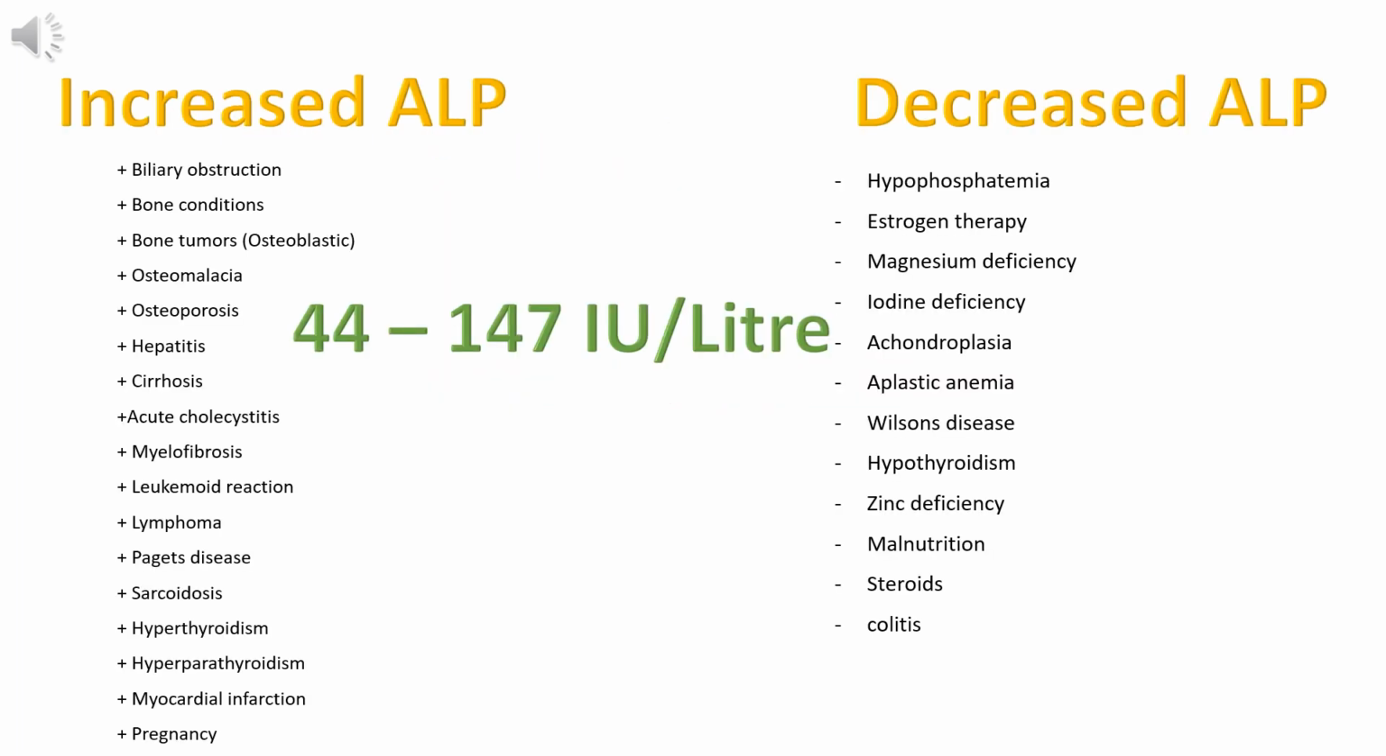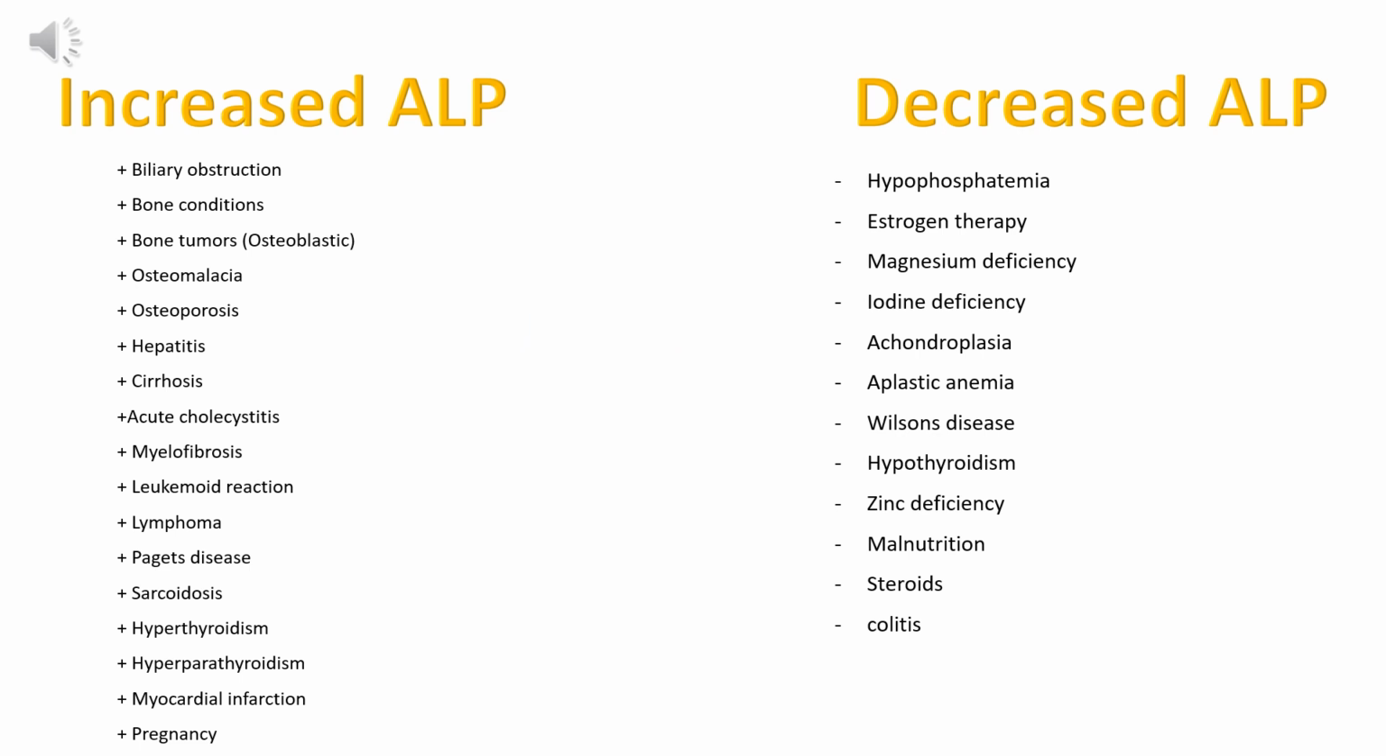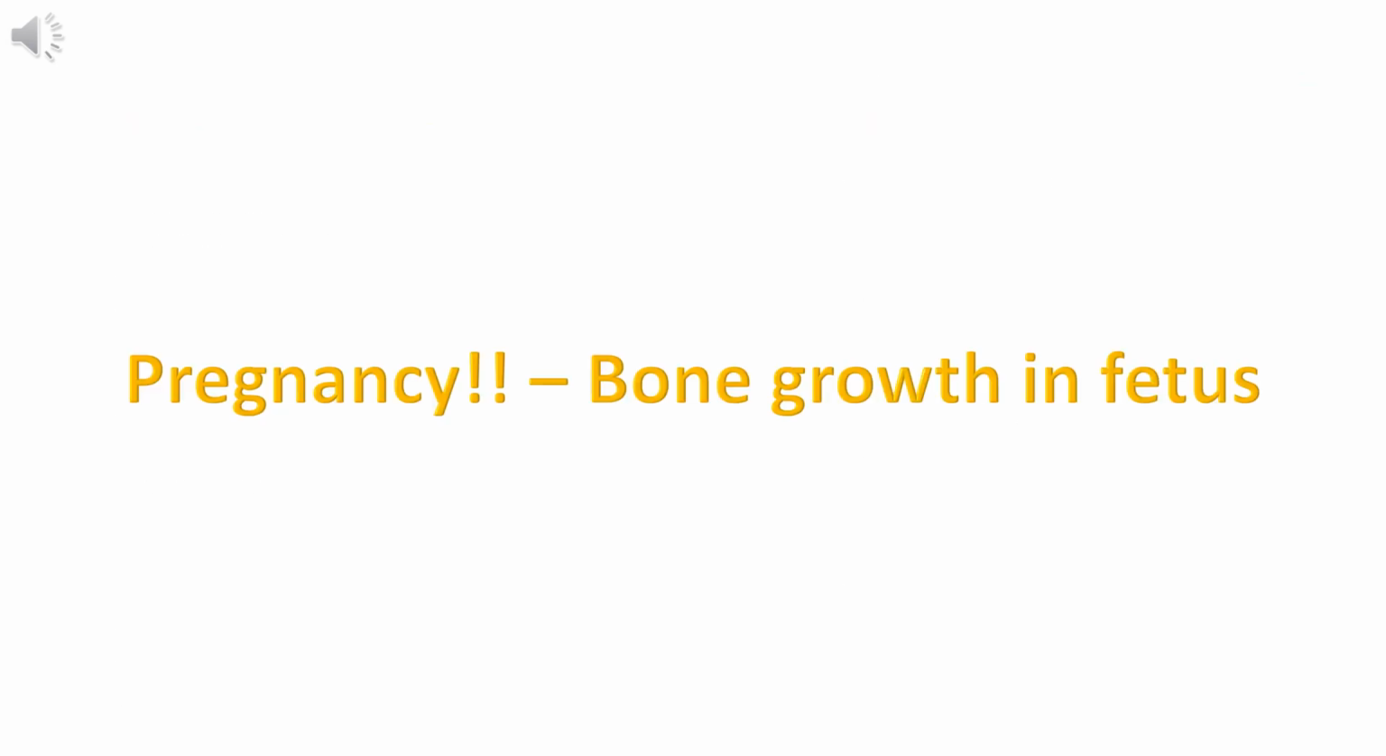The normal level of ALP is 44 to 147 international units per liter. Let's look at the list again. Alkaline phosphatase is increased in inflammatory conditions, bone growth, certain tumors, and gut related conditions. Importantly, pregnancy where there is bone growth again.